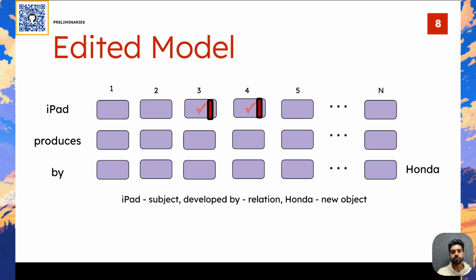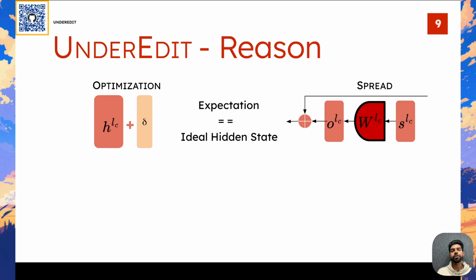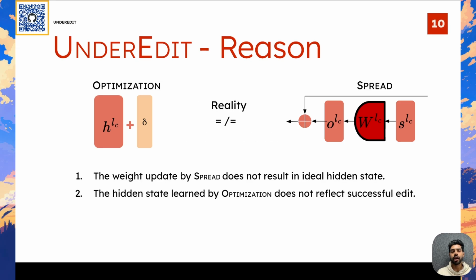Now we ask, failure in which of these two stages leads to UnderEdit? Intuitively, the goal of the spread stage is to mimic the optimization stage. Therefore, we can ideally expect both stages to generate the same hidden state. However, we hypothesize two reasons for UnderEdit. First, the weight update by spread is not sufficient to reproduce the ideal hidden state. Second, the optimization stage itself is unable to learn a hidden state leading to successful editing.